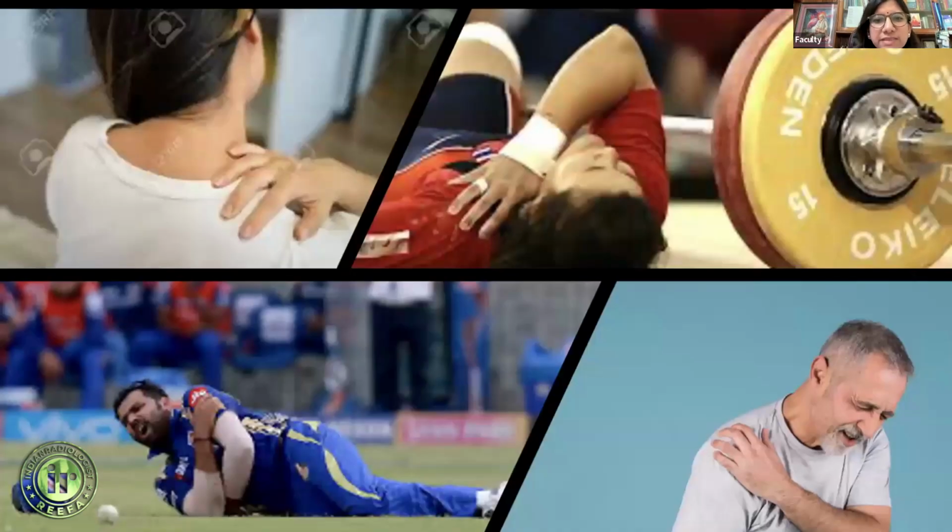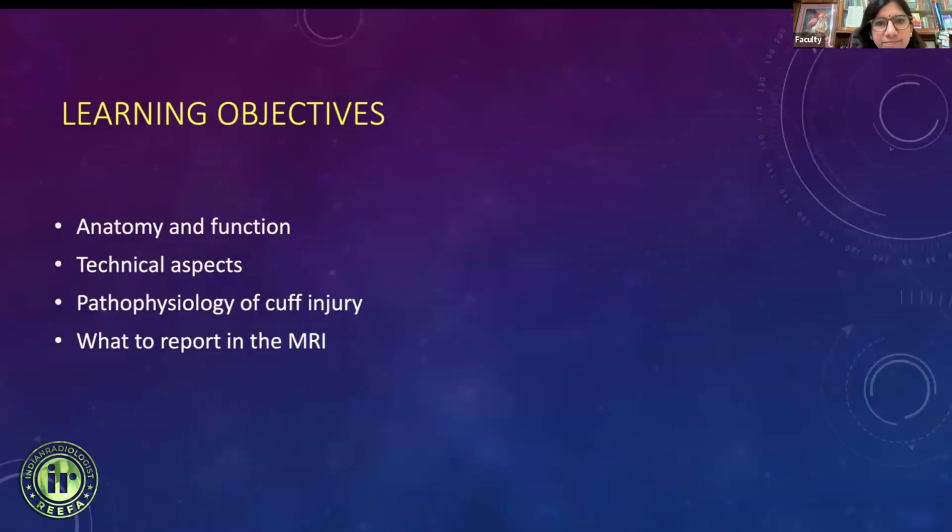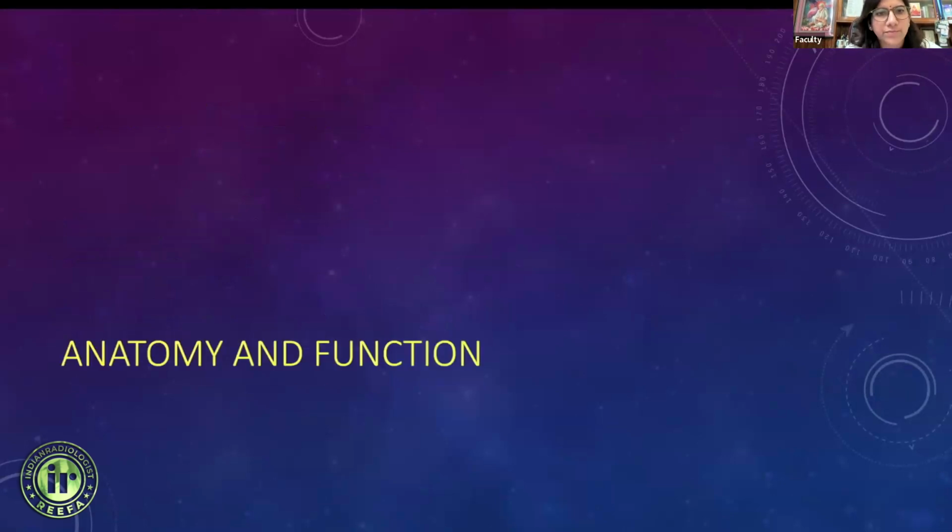So, as you can see, there are multiple causes of shoulder pain, and many of these can be attributed to the rotator cuff as well. My learning objectives for today's session include the following. We'll be talking about the anatomy and function of the rotator cuff, some of the technical aspects related to MR imaging of the cuff, the pathophysiology of cuff injury, and especially in detail, I'll be focusing on what to report in the MRI so that your report is clinically relevant and not just lots of text, but the information which a surgeon is looking for.